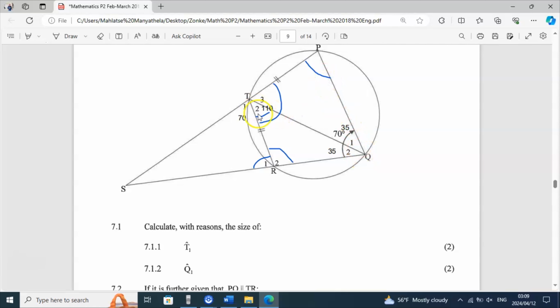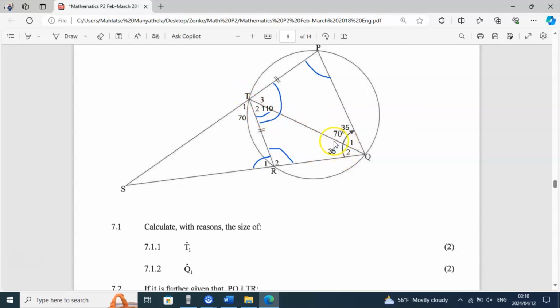angle T2 will be equal to angle Q1. These are alternate angles. And then you mention the parallel lines. Say alt angles, you mention the parallel lines. You are done. T2 equal to 35 degrees. Okay, we have T2 as 35 degrees.